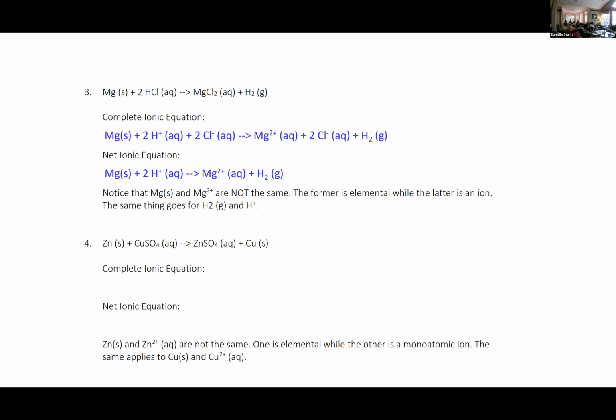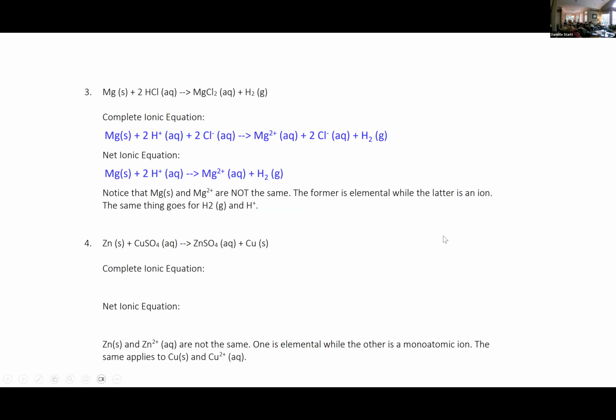So we have solid zinc that we're putting in a copper 2 sulfate solution. And then we have zinc sulfate in solution, and solid copper is going to crash out. What do we call it when something forms in a solution that's a solid? Precipitate. It's going to crash out of solution.